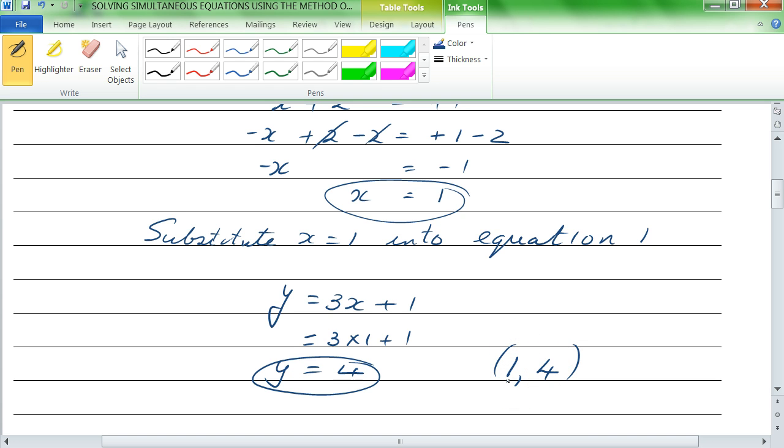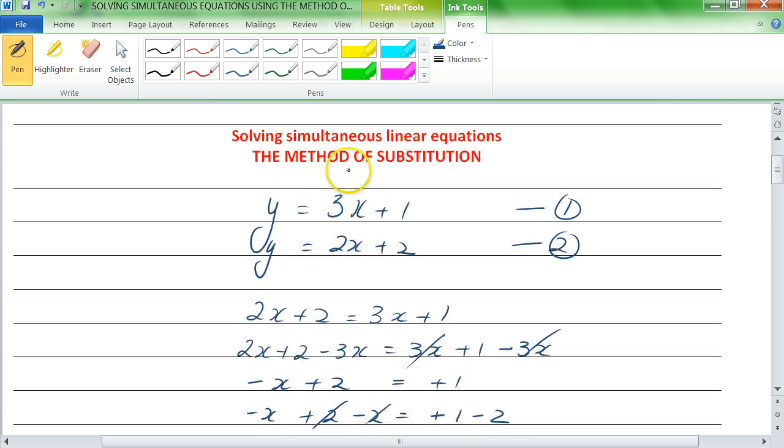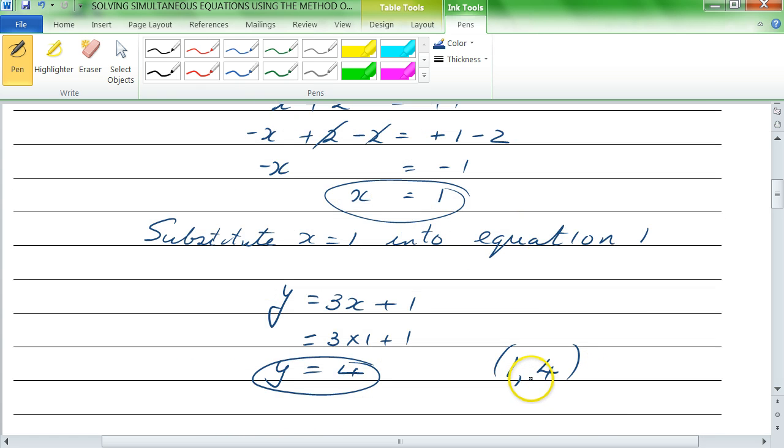Just remember also, this is what is actually meant by it. If we have these two linear equations, they both can be drawn as straight lines on a coordinate system, and the point where they intersect will be the point whose coordinates are 1 comma 4.